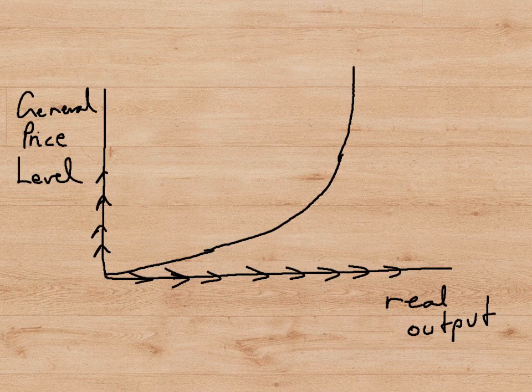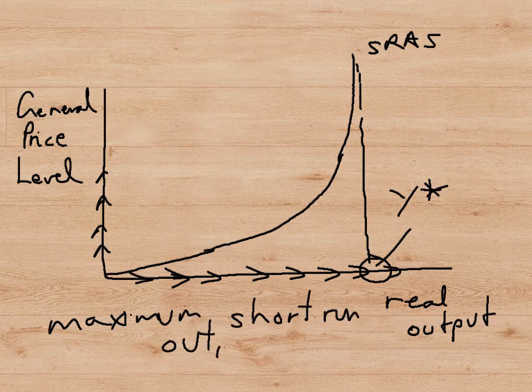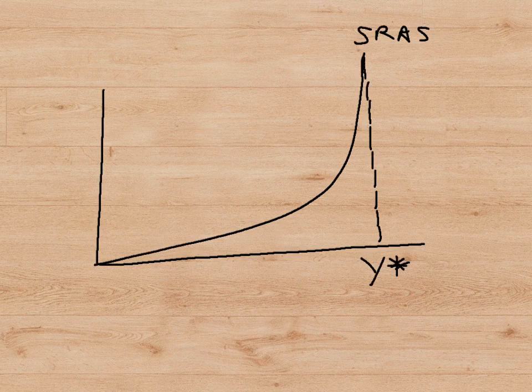Eventually, the short-run aggregate supply curve becomes vertical. This means that we cannot go further to the right along the x-axis. We have reached what we call Y star, which is our maximum short-run output. We are using all our factors of production. We can't produce any more.